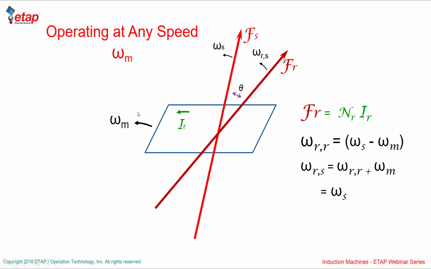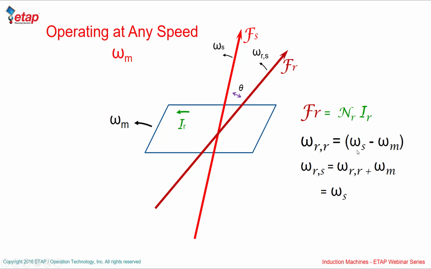And now let's look at operation at any speed, omega m. So now the rotor is rotating at a speed of omega m. Initially it was at speed 0, and it starts creating torque, and by that torque, the rotor starts rotating, and it goes to any speed omega m. And let's see the process here. F sub r is n sub r times I sub r, and it has a speed with respect to the rotor, omega rr, which is the speed of F sub r with respect to the rotor.